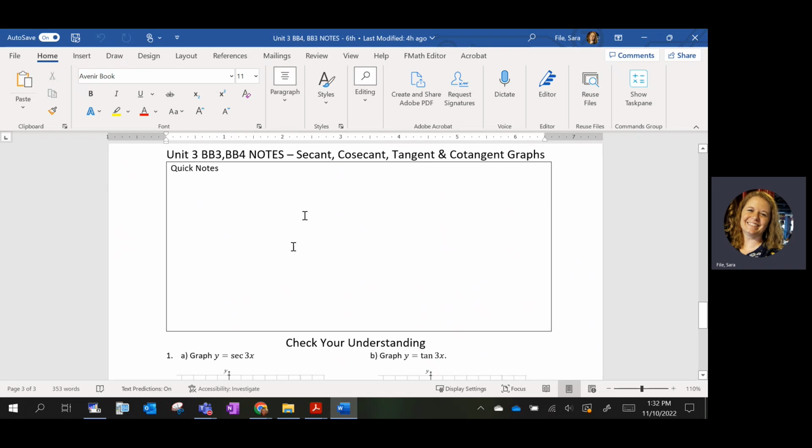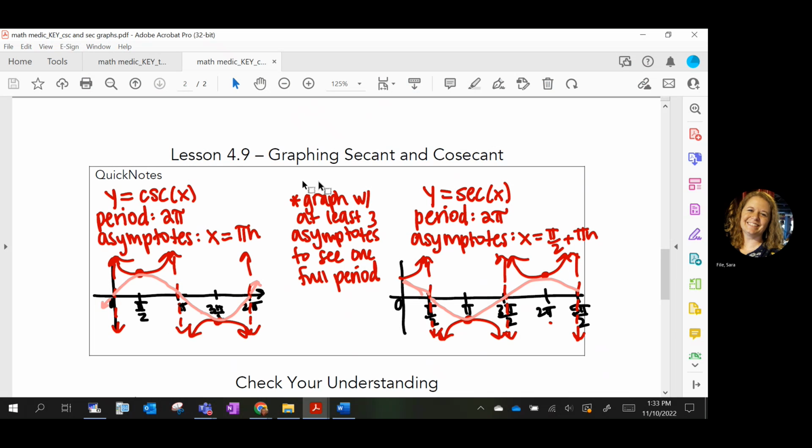Second page looks like this. It has the quick notes, but we're combining all 4. So you're actually going to draw a line down the middle here, and we're going to talk about secant and cosecant on the left, and then we'll talk about tangent and cotangent on the right. So you're going to have to write a little smaller than what I'm showing you, because all of this needs to fit in half of that box.